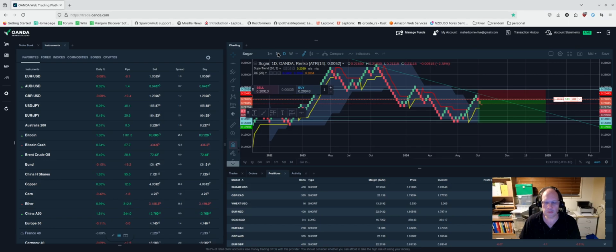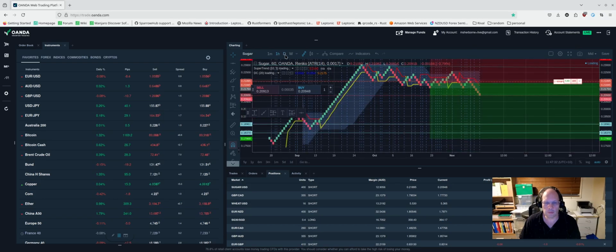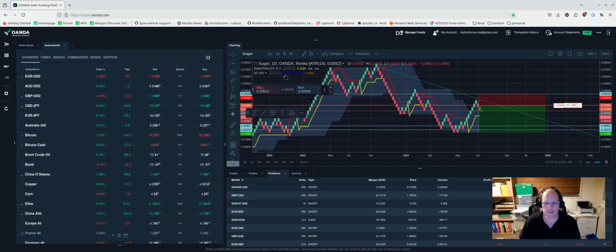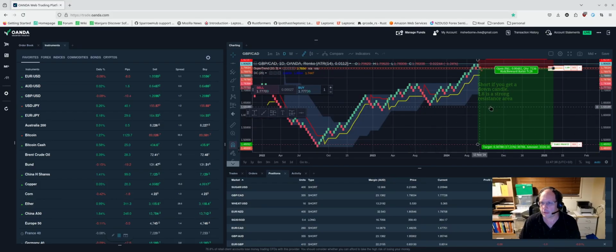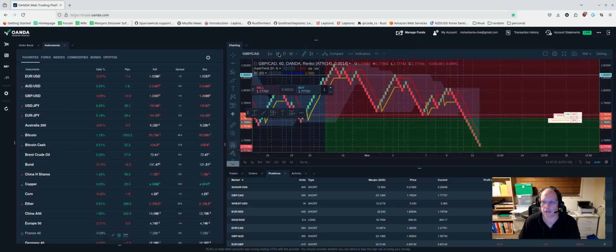$5. Ooh, we should be getting a lot more, because we're risking 10, so we should be getting at least 10 back. Here we're down $5. I mean, we're short $5 pound CAD. If you get a down candle, 1.8 is a strong resistance area, I've found. We're in. Let's look at the hourly. I've got a trailing stop on that one because I don't trust it either.